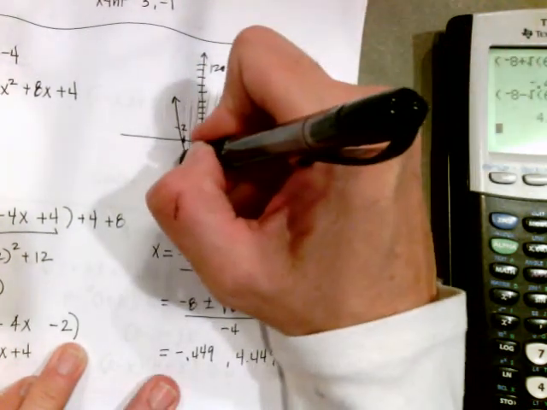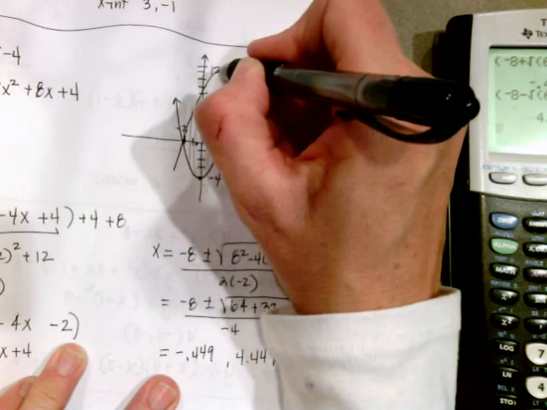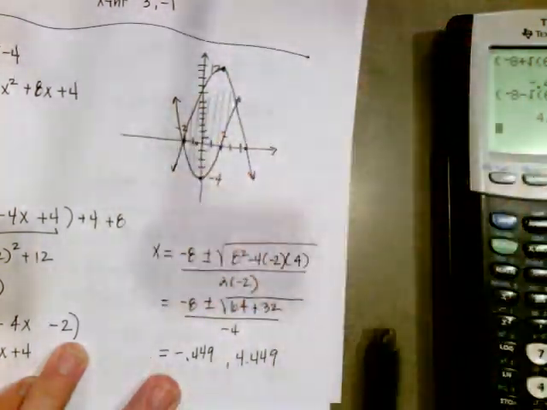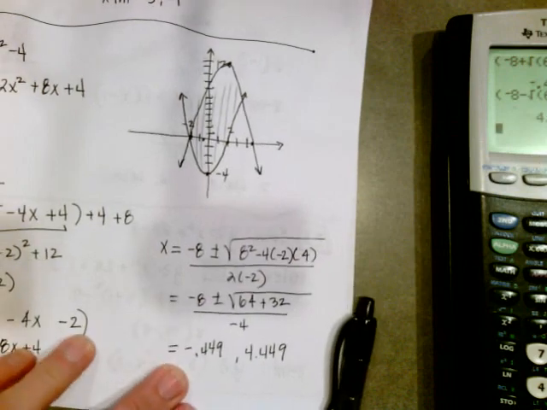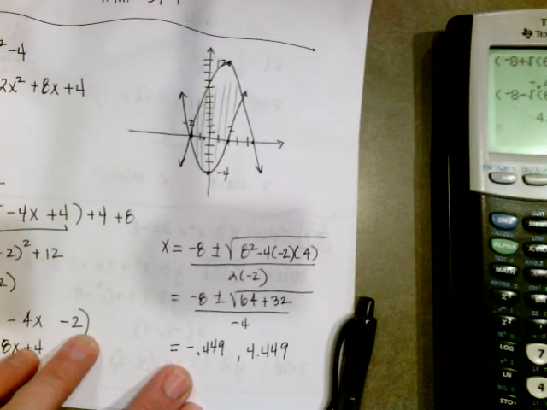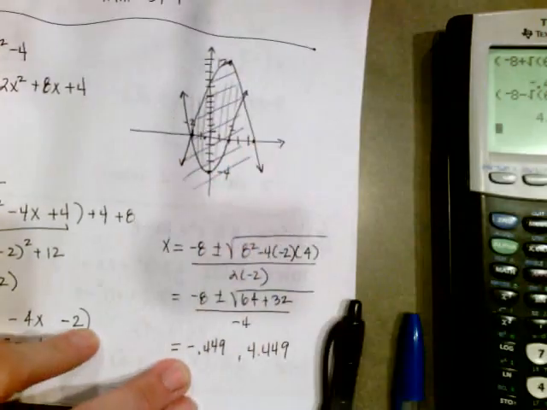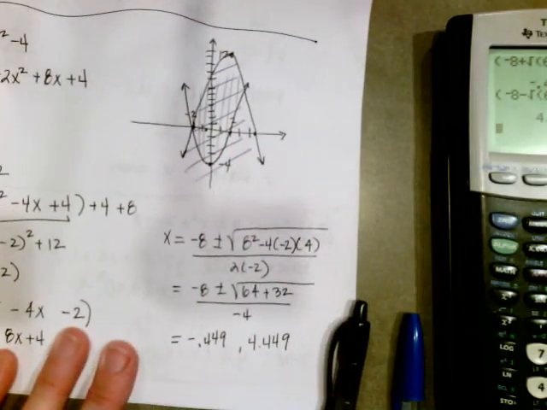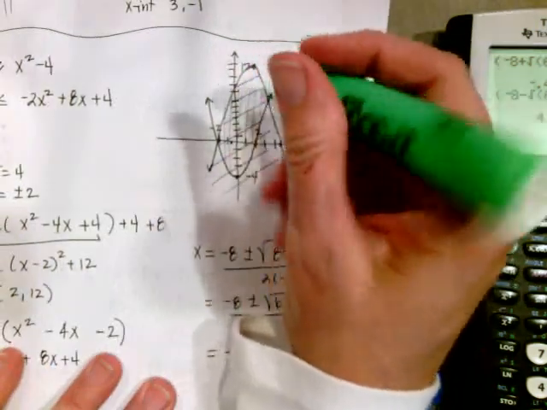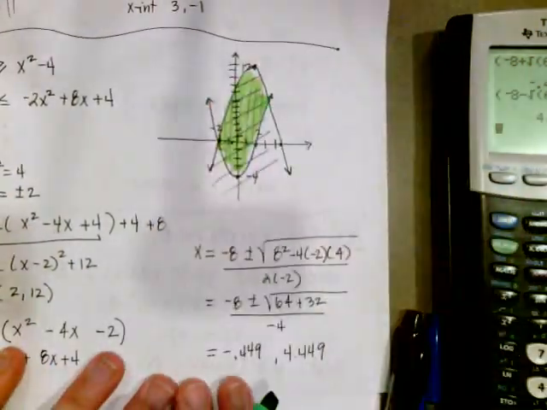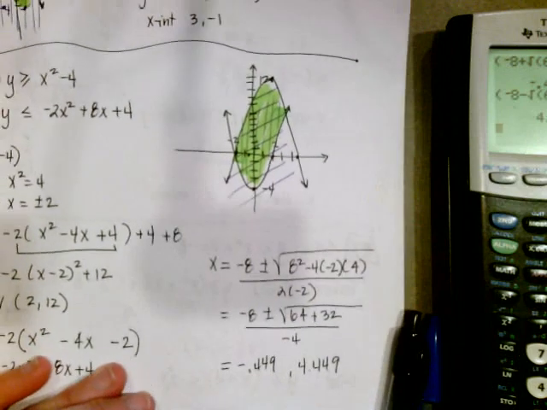I know it's less than or equal to, so my line's going to be solid. There's my graph. And it says less than or equal to, so I'm going to shade down. Okay, so there's the shaded area. And then I'll use my highlighter to help you see the area. It's going to be everything in that weird little shape right there. So that's kind of cool.